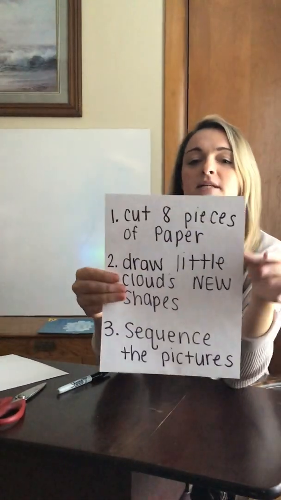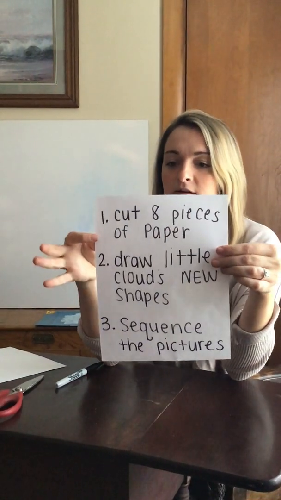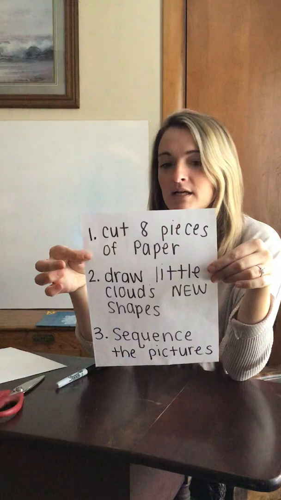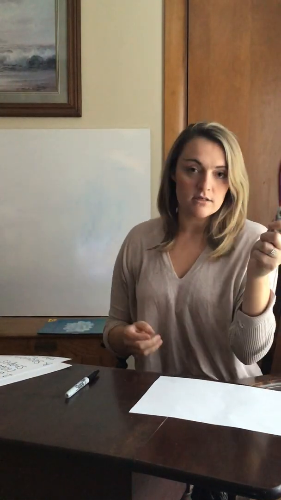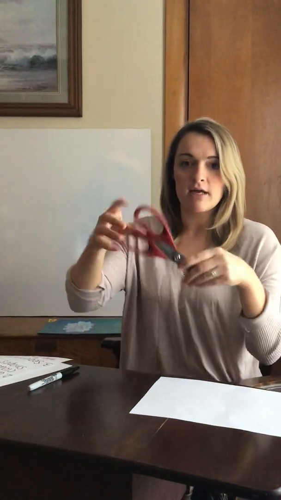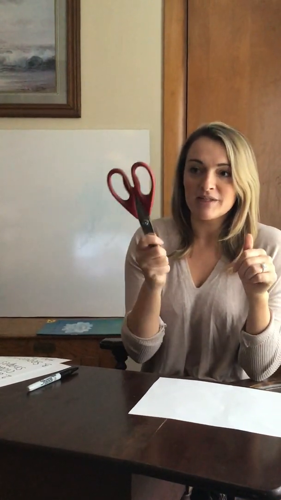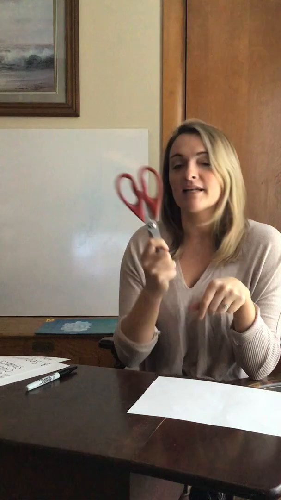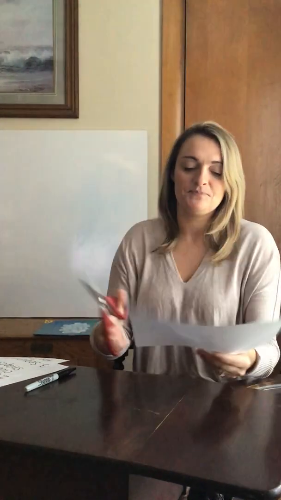The next thing you're going to do, and I wrote it all on this piece of paper, is there's 3 steps to this. The first thing you're going to do is cut out 8 pieces of paper. So you're going to use your scissors. Hopefully your scissors at home are scissors that kids can use, but if you only have a pair of scissors that grown-ups can use, then have a grown-up help you. So you're going to cut 8 pieces of paper.